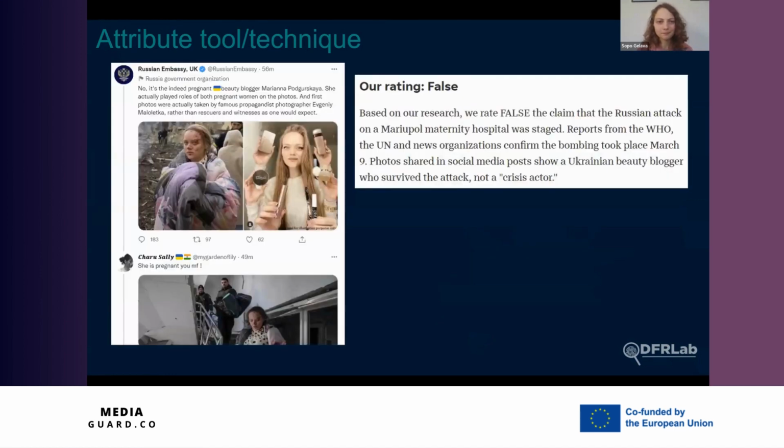What about this? And another one. You remember this girl in Mariupol when the maternity house was bombed? Famous pictures of an injured pregnant woman. And the Russian embassy in the UK said that this is a beauty blogger. She's an actor. She played the roles of pregnant women before. And then another post that our rating is false based on our research and so on. That this attack on the Mariupol birth house was false. What methods would you attribute to this?